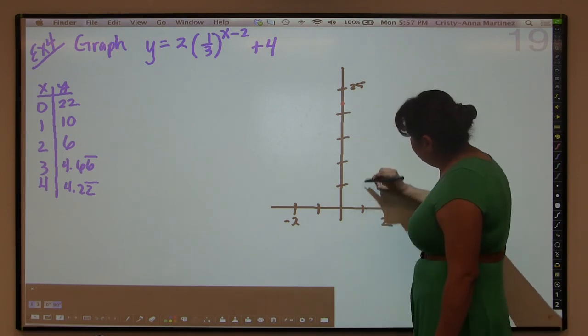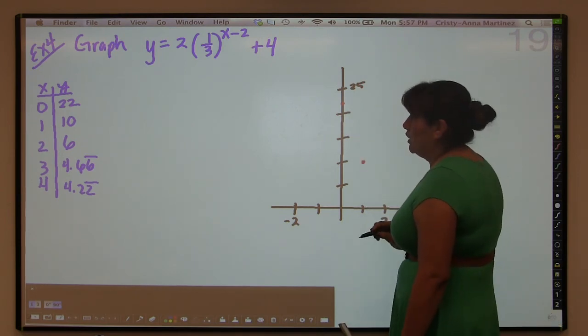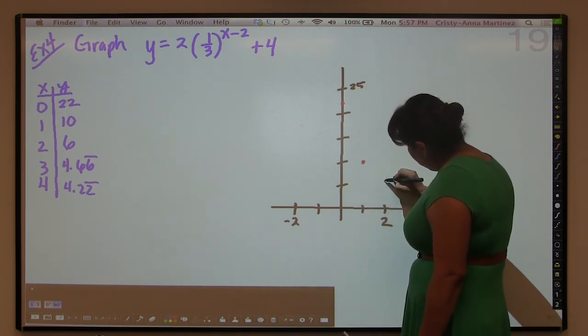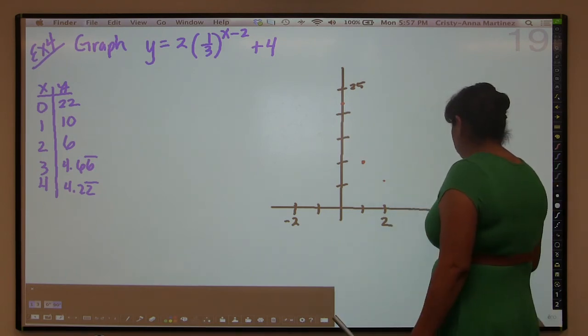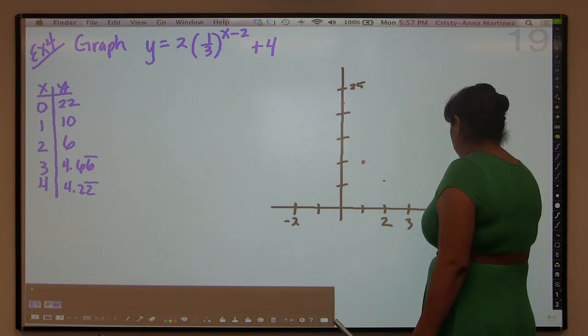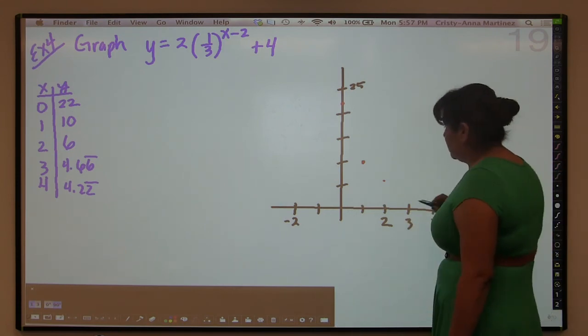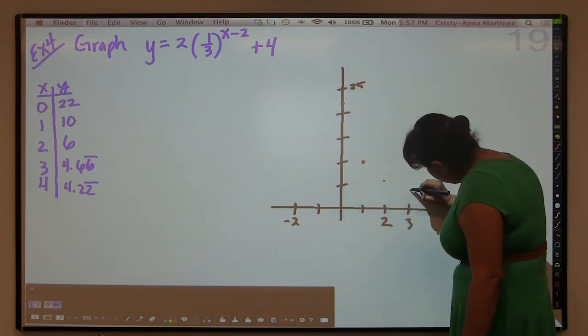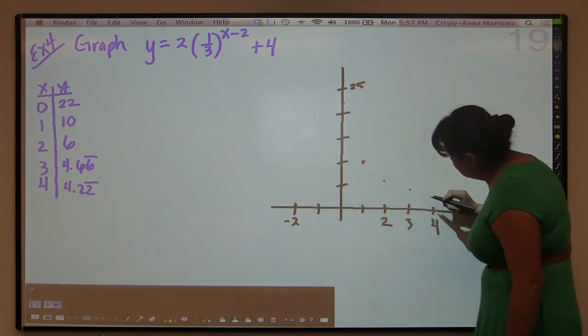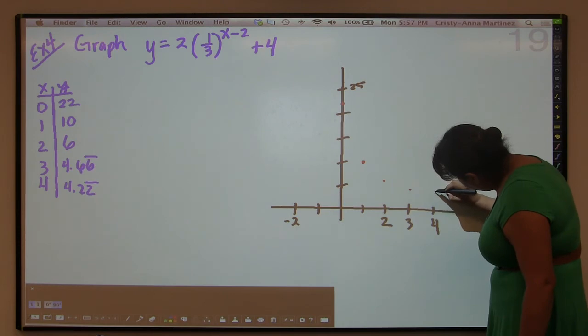1 is 10, so 5, 10. 2 is 6, so 5, maybe a little above 6. And then we got to go to 3 and 4. When x is 3, we're 4.6, so a little below the 5 mark. And at 4, we're 4.2, so a little below that.